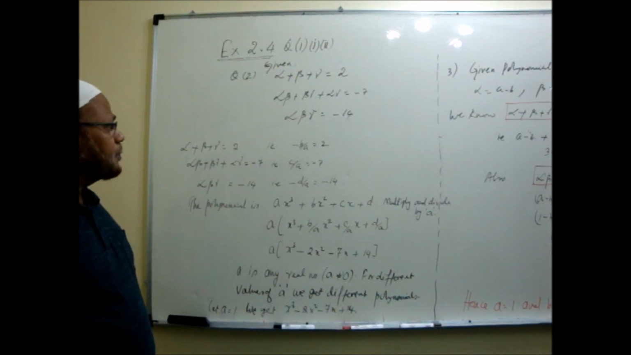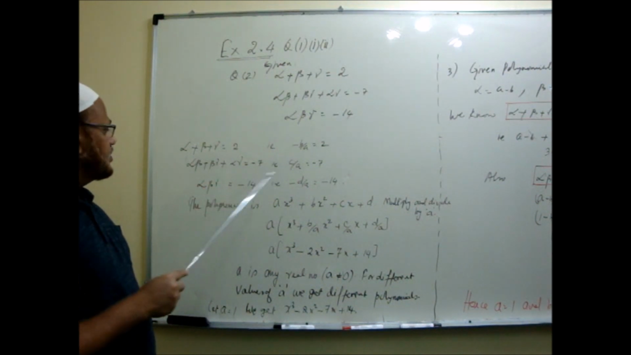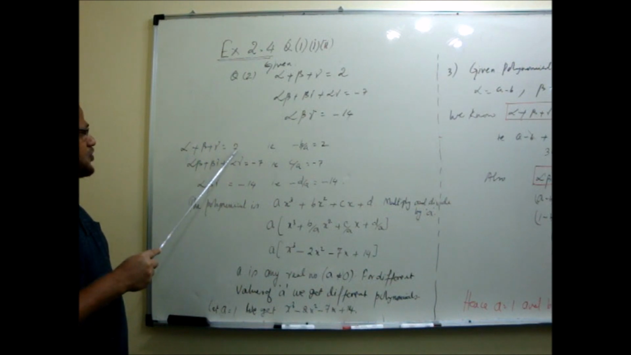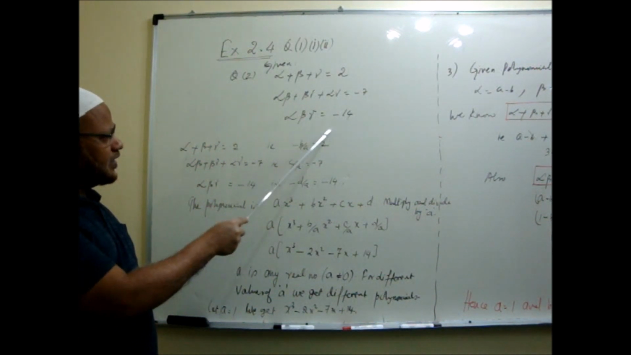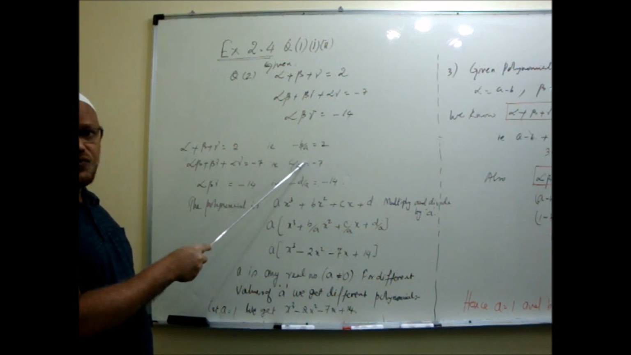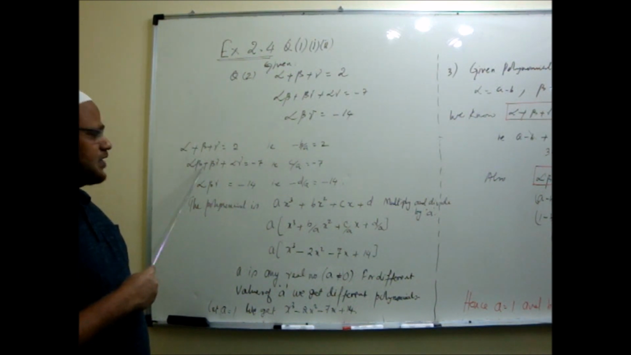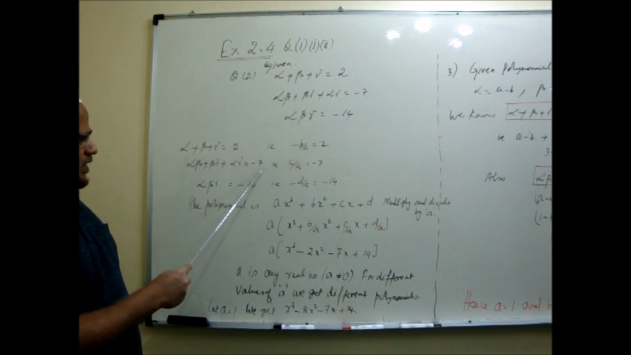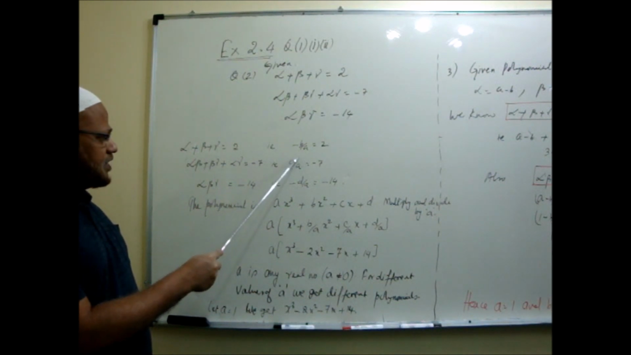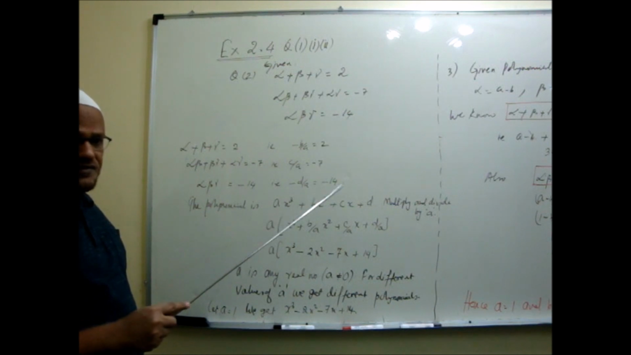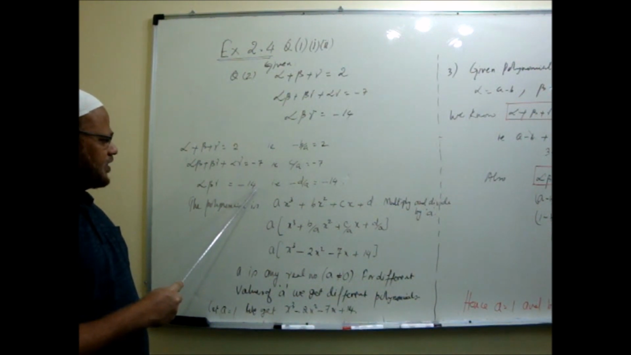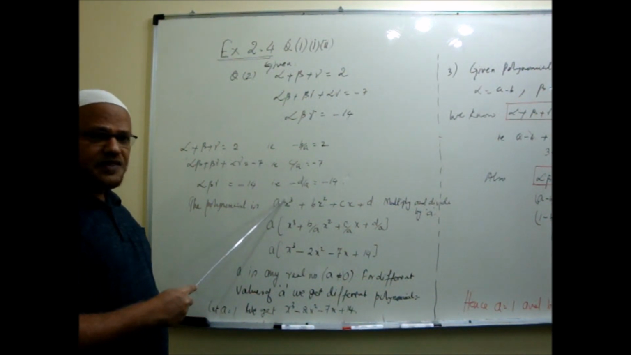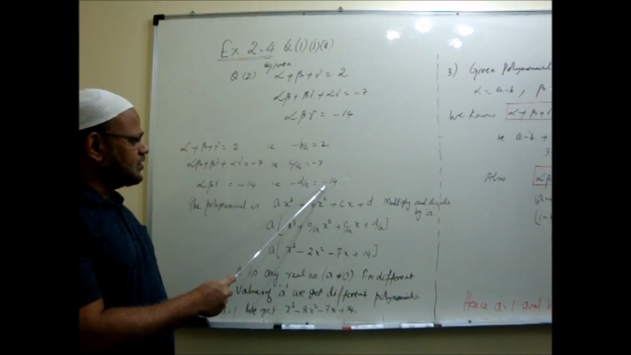Let us see that. So you know that the property alpha plus beta plus gamma is 2. What exactly is alpha plus beta plus gamma? Minus b by a. So minus b by a is 2. And alpha beta plus beta gamma plus alpha gamma is minus 7, that is c by a is minus 7. Alpha into beta into gamma, that is minus 14. That is, as per the property, minus d by a is minus 14.